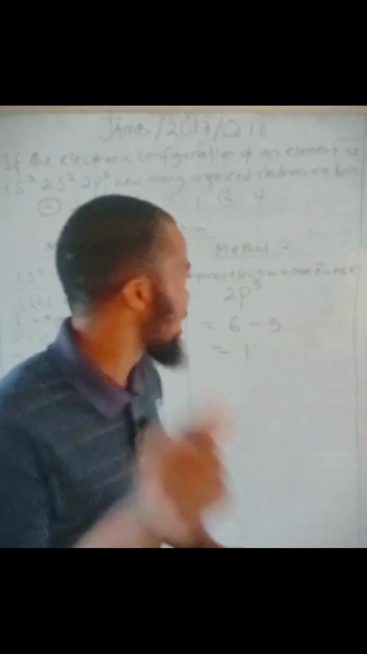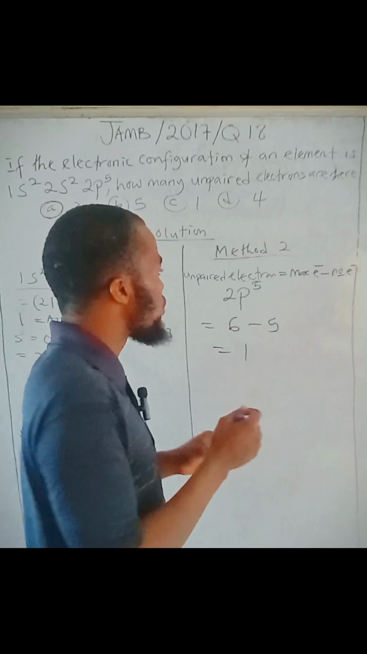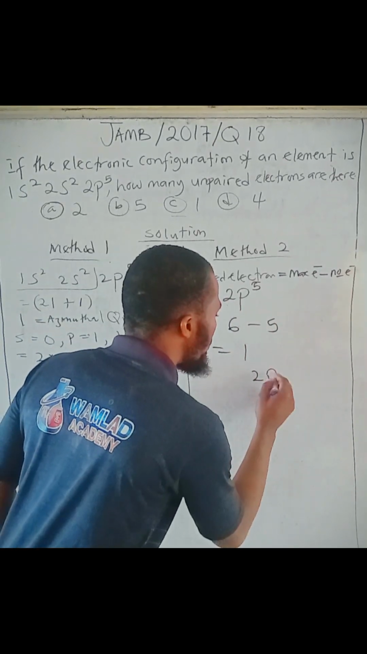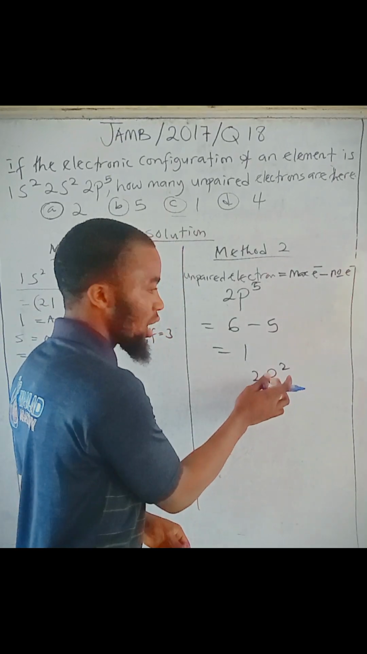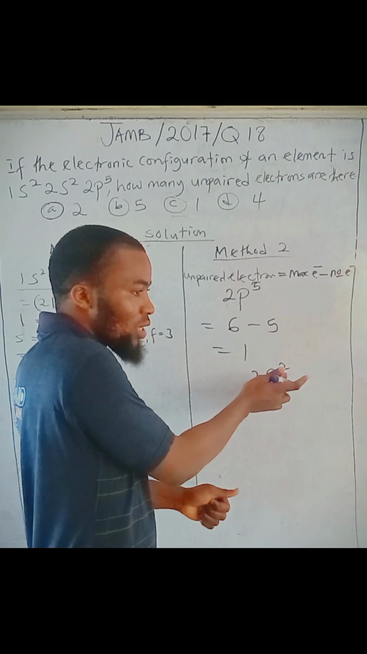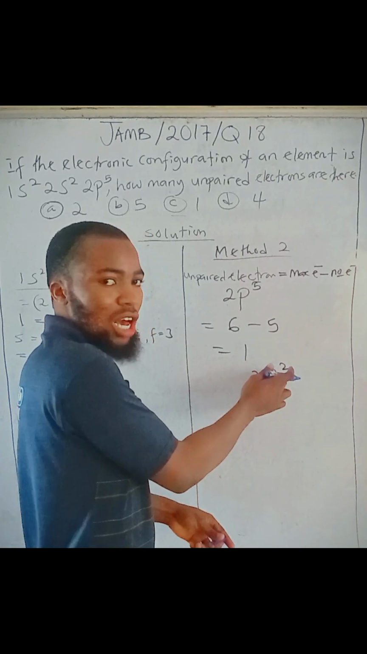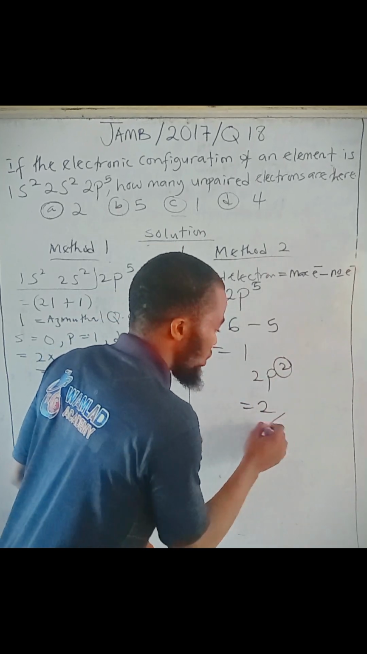But what if the number of electrons is less than or equal to 3? For example, let's say you have 2p2. What is the number of unpaired electrons in this case? So far the number you have here is less than or equal to half of the maximum number of electrons this can accommodate, which shows that the number of unpaired electrons is equal to this number. That means it is equal to 2.